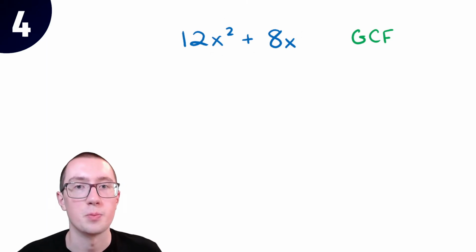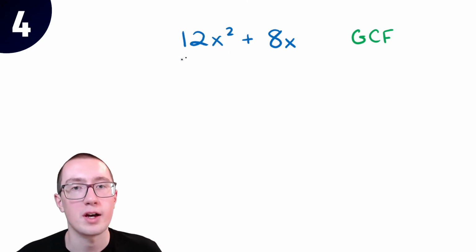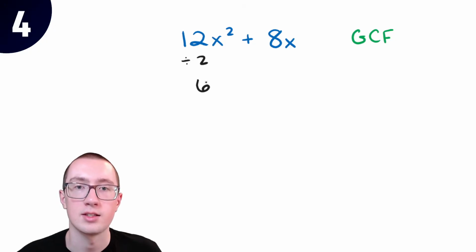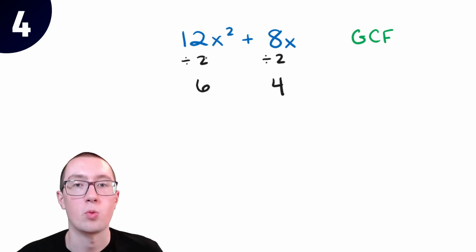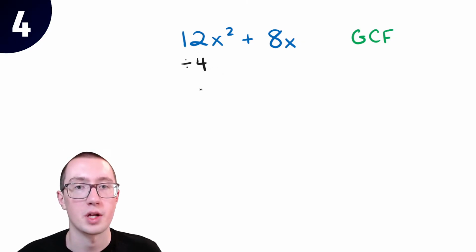So the numbers, the biggest number that we can divide out of these is, well, maybe it's 2, right? If we divide 12 by 2, we get 6. And if we divide 8 by 2, we get 4. So we can divide 2 out of both of these. But actually, the biggest number that we can divide out of both of these is 4. Because 12 divided by 4 is 3. And if we divide 4 out of 8, 8 divided by 4 is 2.